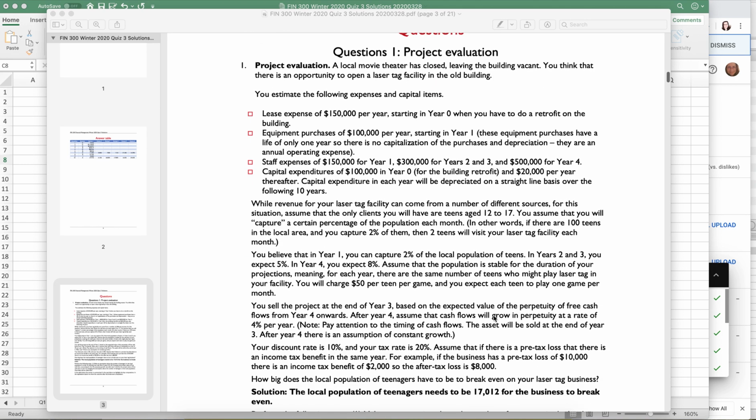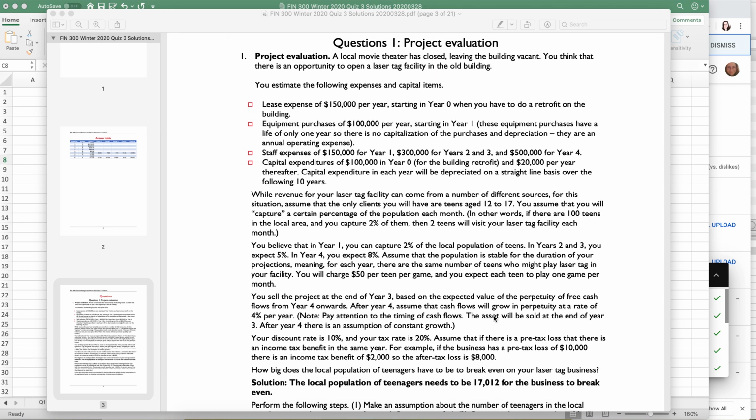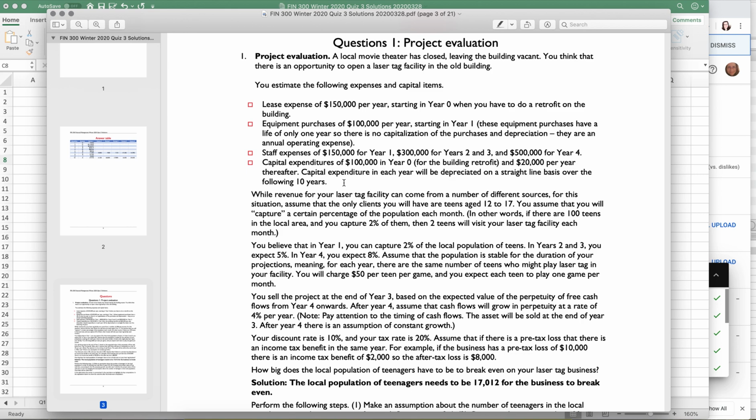This is quiz 3, question 1. Project evaluation question. We're going to have a local movie theater that closed. We decide that we want to open a laser tag. We have some estimates of expenses. We have some capital expenditure and then some depreciation.